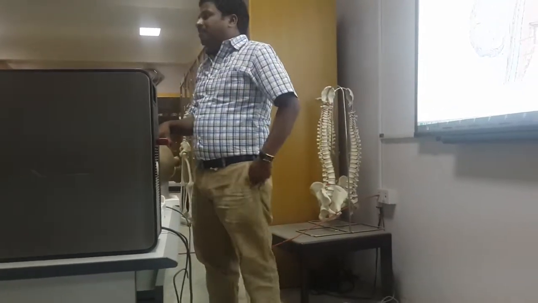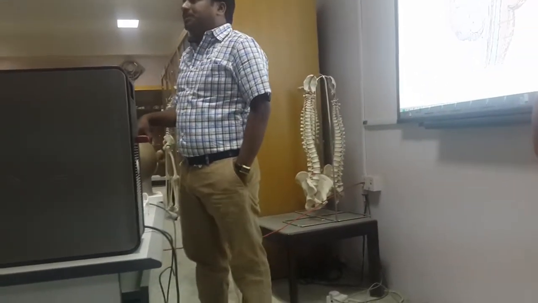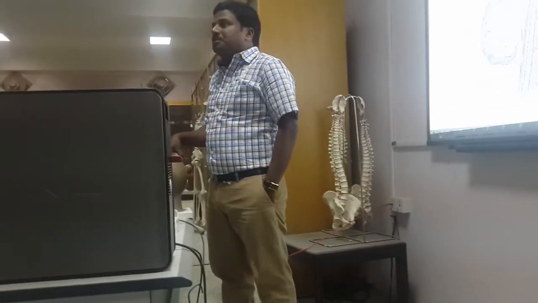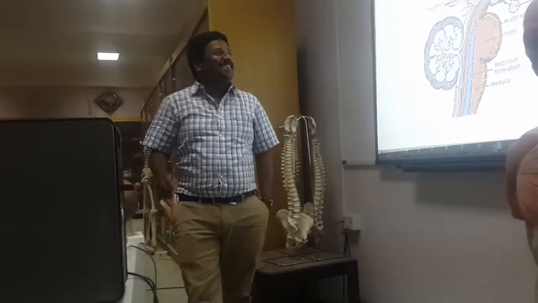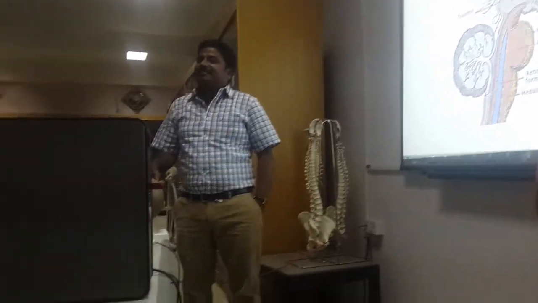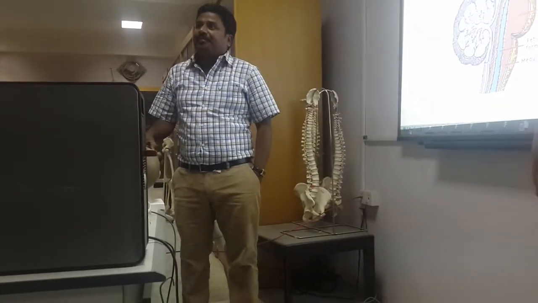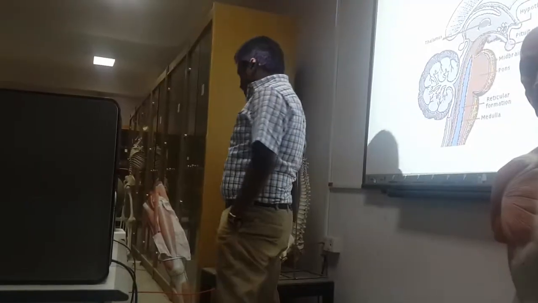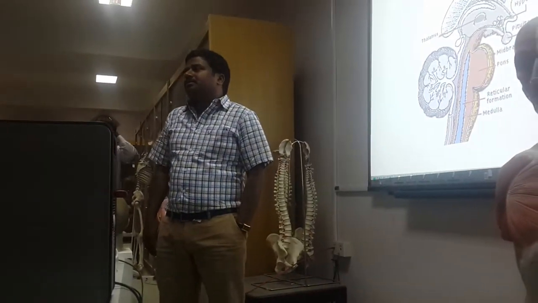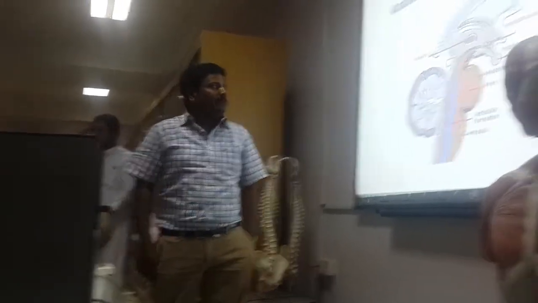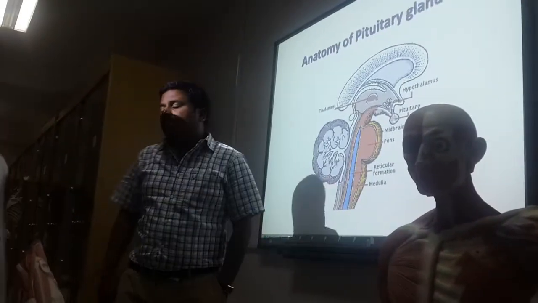So today is the first lab in anatomy. The first block is endocrine, so start with that. First block is the endocrine system, right? Yes. So we'll start with the major endocrine gland in the body.